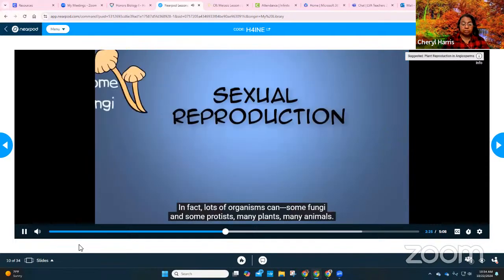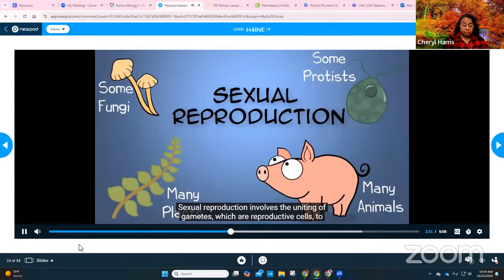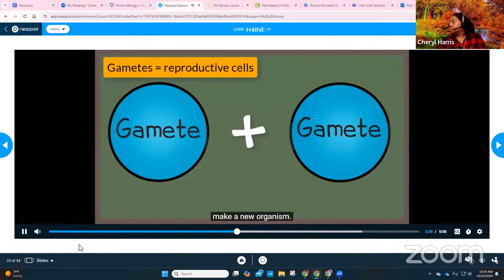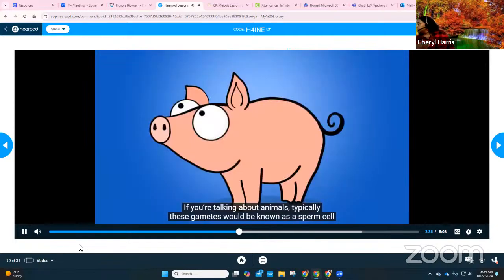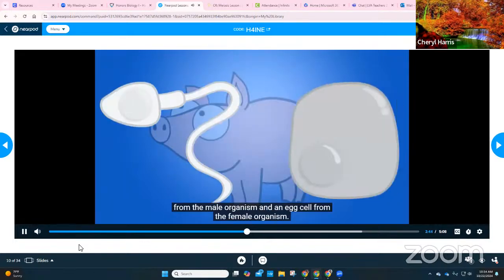Some fungi and some protists, many plants, many animals. Sexual reproduction involves the uniting of gametes, which are reproductive cells, to make a new organism. If you're talking about animals, typically these gametes would be known as a sperm cell from the male organism and an egg cell from the female organism.